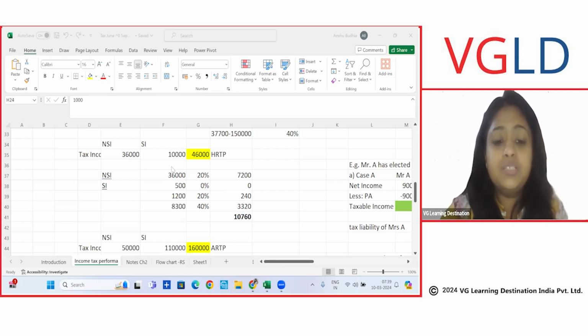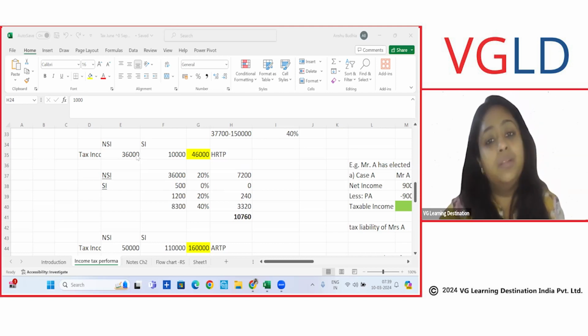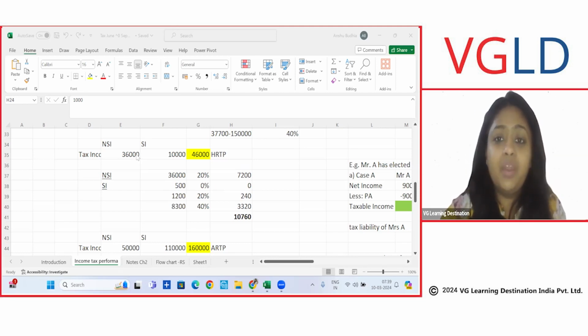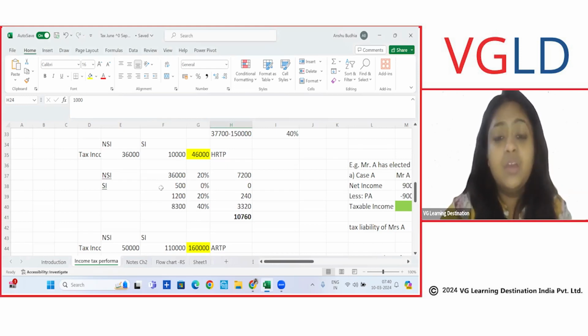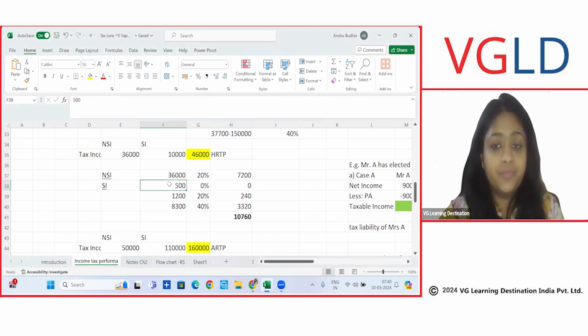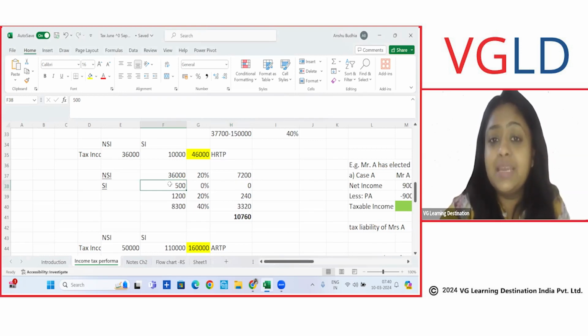Now, you will not straight away apply on the remaining income 40%. The reason being, we still have 1,700 of the basic rate band available. 37,700 is the basic rate band. 36,000 we have covered for 20%. So the remaining 1,700 is still available. But if you observe here, out of 1,700, 500 we have already covered for 0%. So the basic rate band will be reduced by these nil rate bands also.